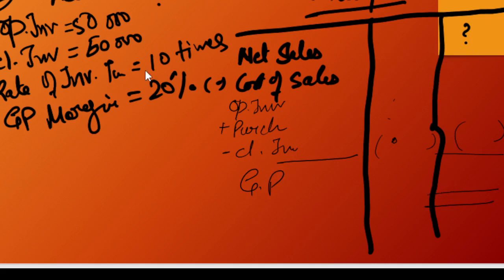Okay, now use this information. Opening stock 50,000. Closing stock is 60,000. Purchases you don't know. When you don't know purchases, you are not able to find out your cost of sales. If you don't have cost of sales, net sales, nothing you will be able to find out. But luckily we are having these two things. So rate of inventory turnover, we are going to use that first.